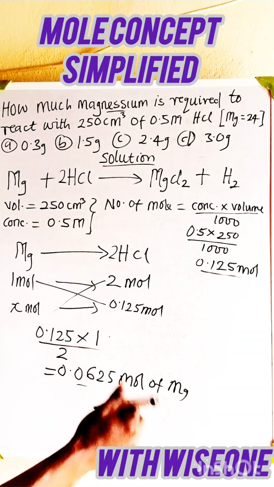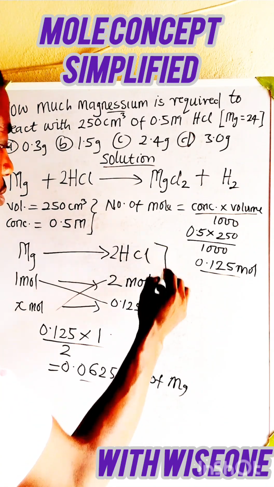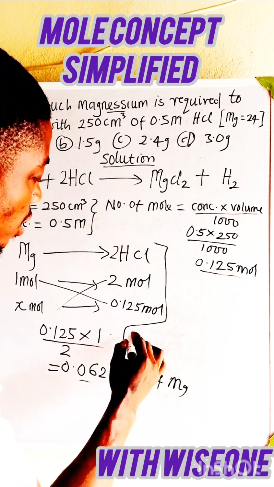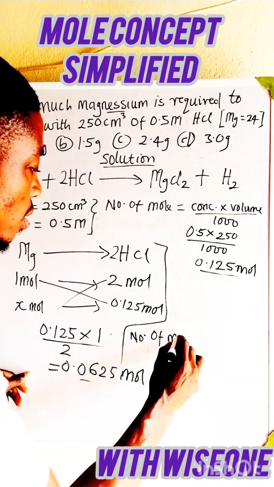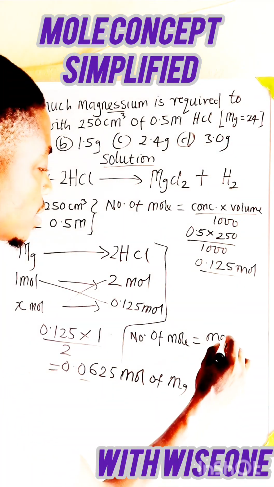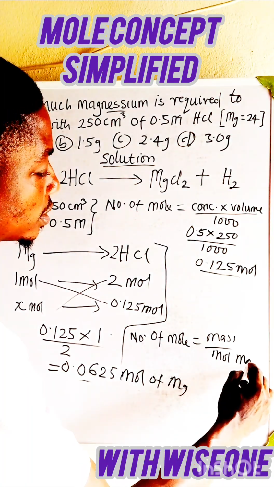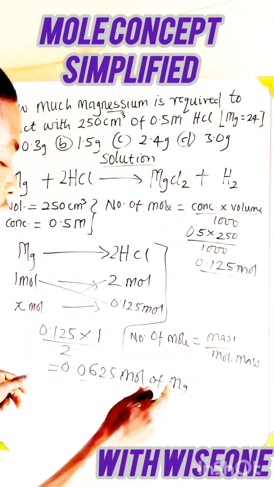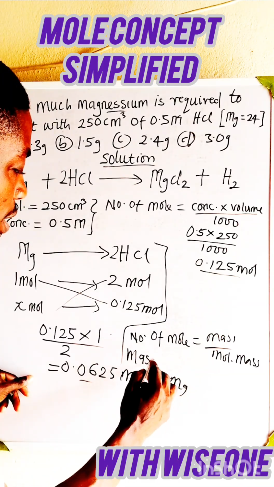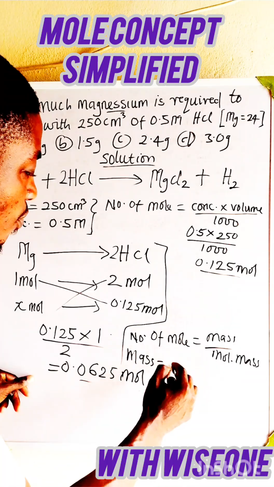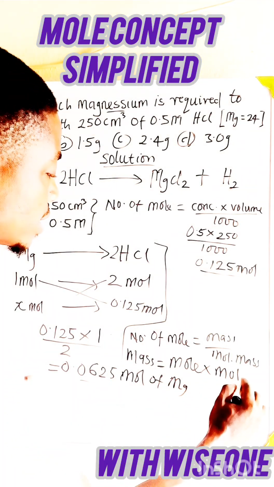Okay, so to have the mass, we are going to use the formula number of mole equal to mass all over molar mass. Okay, so the mass here is what we are looking for. So we'll make the mass the subject. Mass now will be equal to number of mole times molar mass.